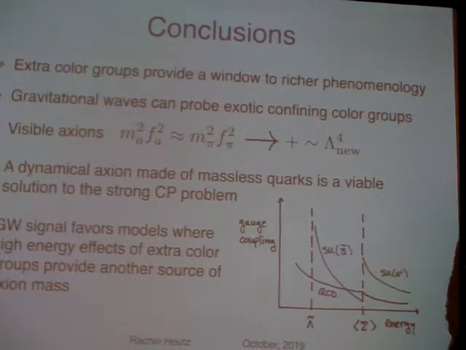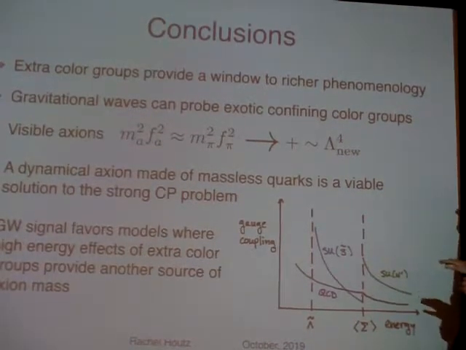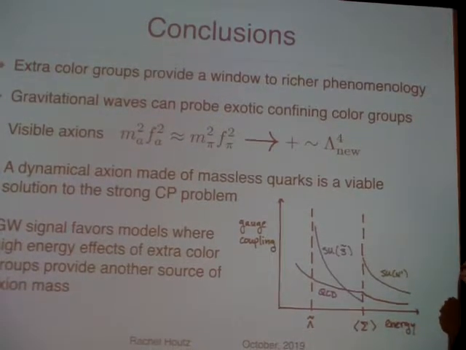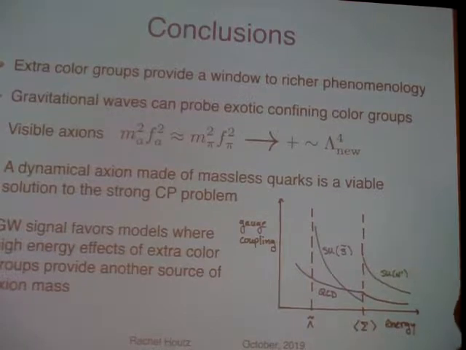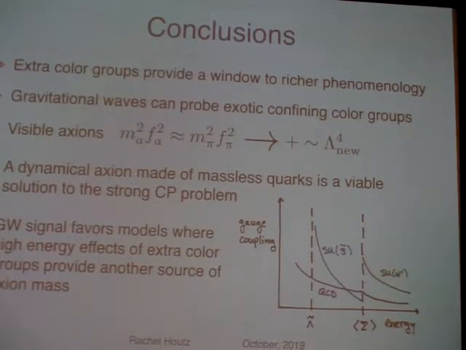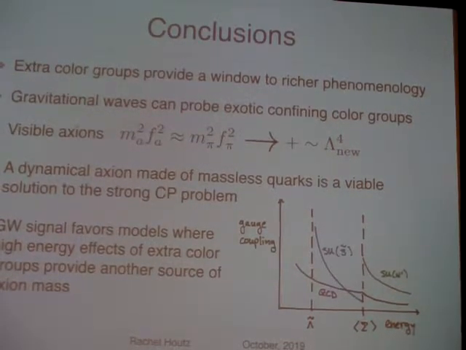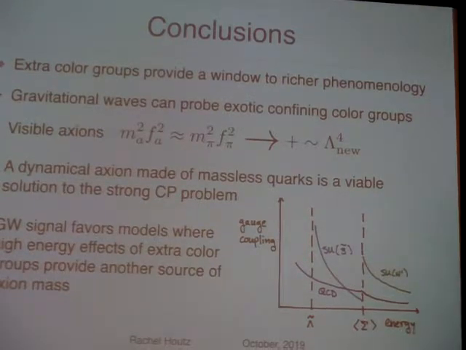Hopefully I've convinced you that exotic color groups provide a window to richer phenomenology. Gravitational waves can probe exotic confining groups, maybe. And they open up the possibility of visible axion models. It does seem like gravitational wave signals favor models where the high energy effects of extra color groups provide additional sources to the axion mass.